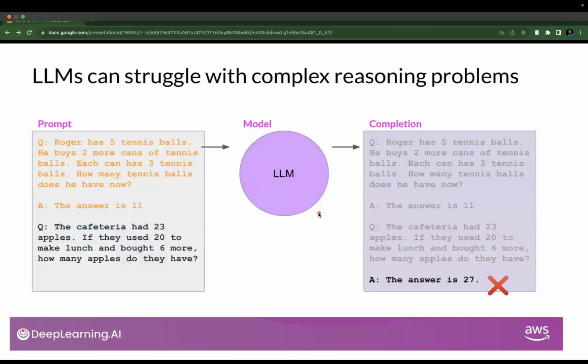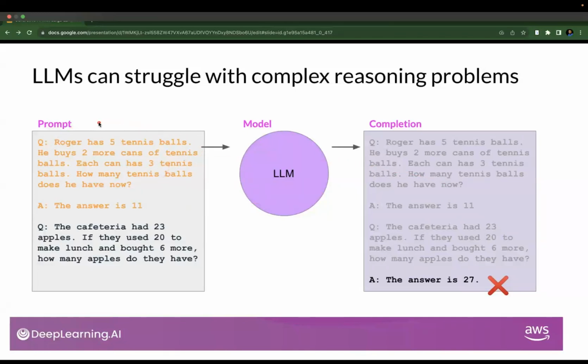The other challenge of LLM is it can struggle with complex reasoning problems. For example, if you have a question like: someone has 5 tennis balls and the person buys 2 more cans of tennis balls, each can has 3 tennis balls, how many tennis balls does the person have now? This is not text generation in a way, rather this is a problem of reasoning. You have to go step by step. If you give this input to the model, most likely you will get an incorrect response.